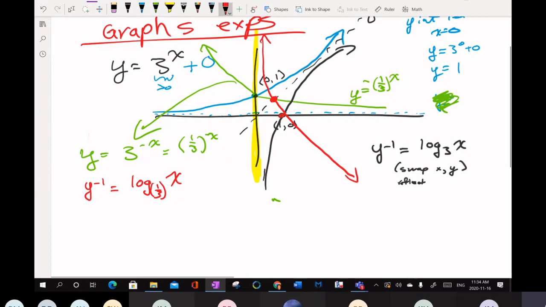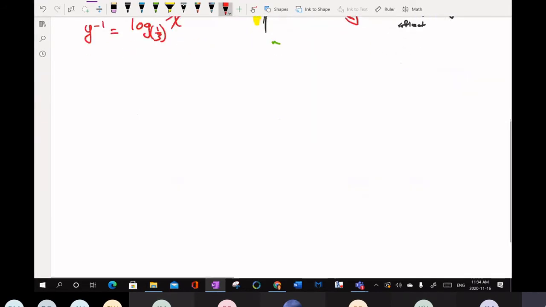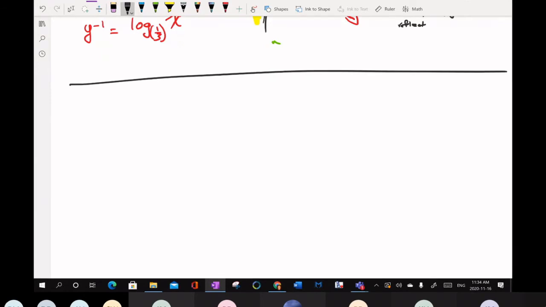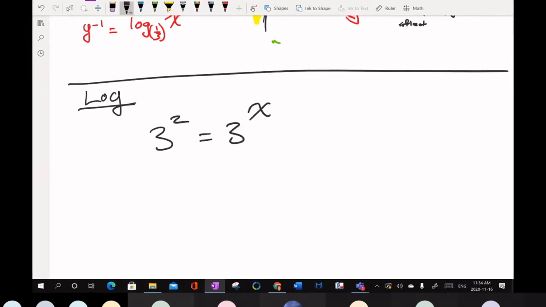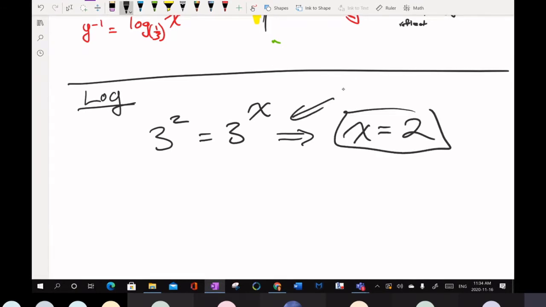Now, let's talk about some basic log principles. So let's say I have 3 squared is equal to 3 to the x. You would know that x is just equal to 2 in that case, because we literally just dropped the base.